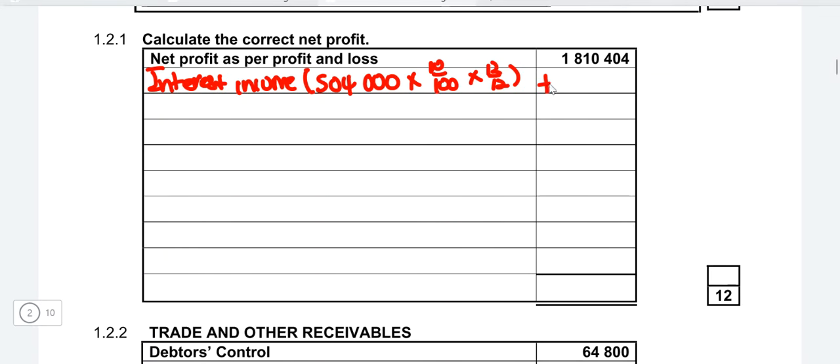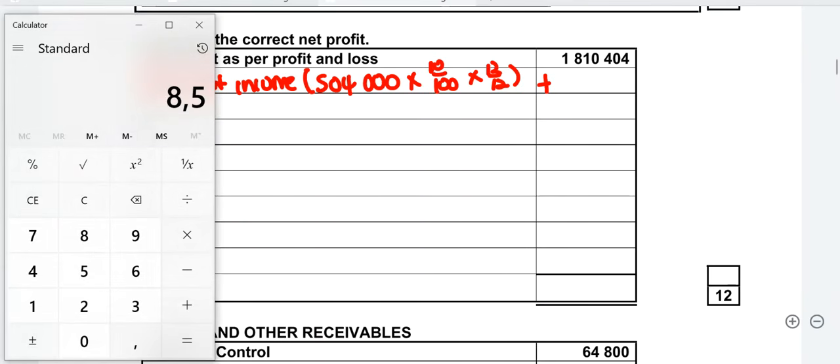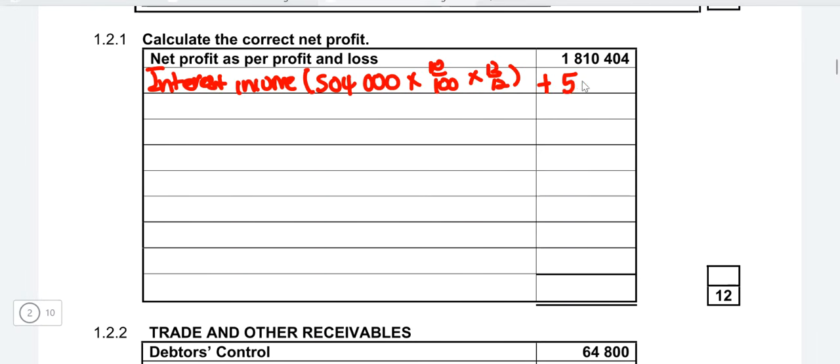And then what is this going to do? This is going to increase our net profit. So we can just say 504,000 multiplied by 0.10, so that we can see how much we are going to get. Okay, and then our answer here is 50,400. So which means that we must increase our net profit by 50,400.